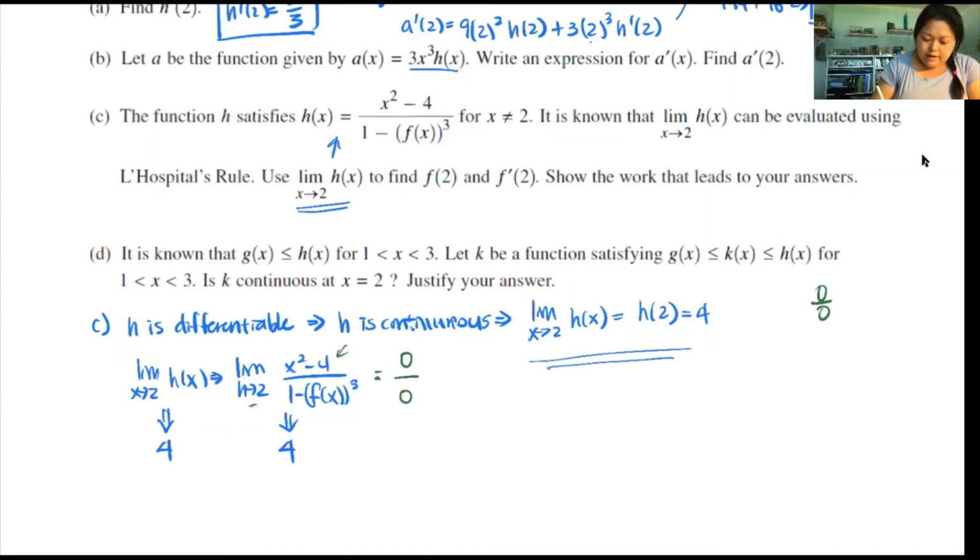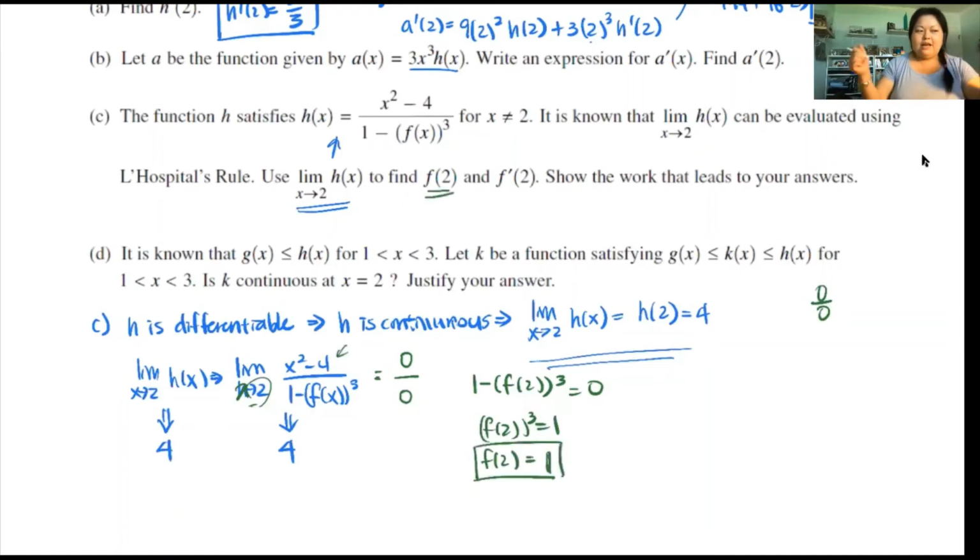So now let's do the denominator. So 1 minus f of 2 cubed must equal 0. And why f of 2? Because my x is approaching 2, right? So that means f of 2 cubed equals 1. Cube root both sides: f of 2 equals 1. Oh, okay, so I already found f of 2. That's the first thing it tells me to do. I found f of 2. Yay, one part done.